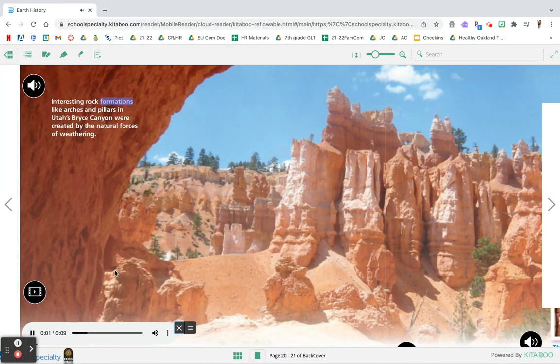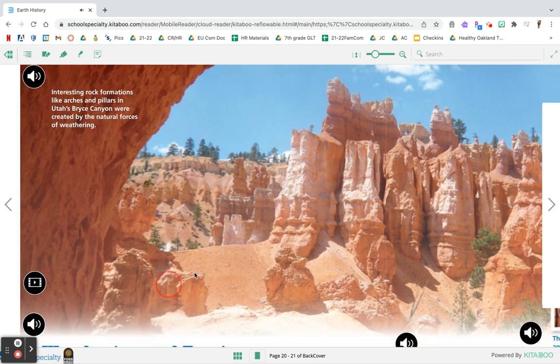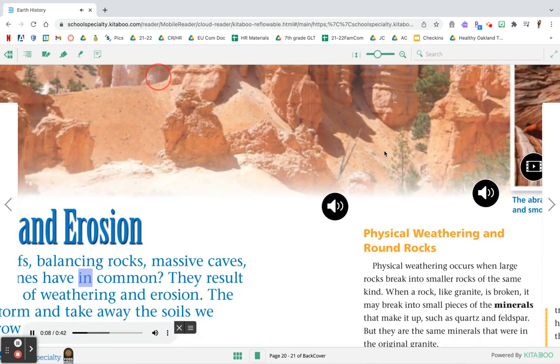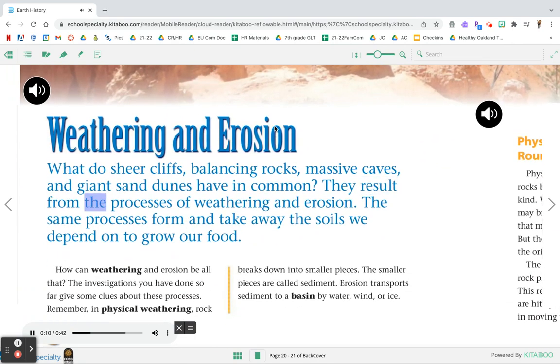Interesting rock formations like arches and pillars in Utah's Bryce Canyon were created by the natural forces of weathering. Weathering and erosion. What do sheer cliffs, balancing rocks, massive caves, and giant sand dunes have in common? They result from the processes of weathering and erosion.